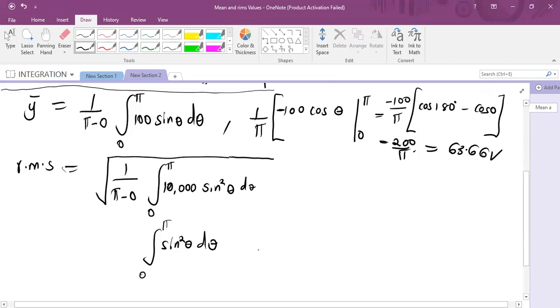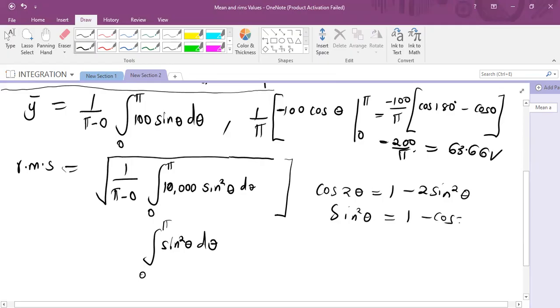Okay, now sine squared theta. From trigonometry, we know that cos 2 theta is equal to 1 minus 2 sine squared theta. So making sine squared theta the subject of the formula, I'll bring it to the other side, and I'll have 1 minus cos 2 theta, all divided by 2. So the same as having a half there.